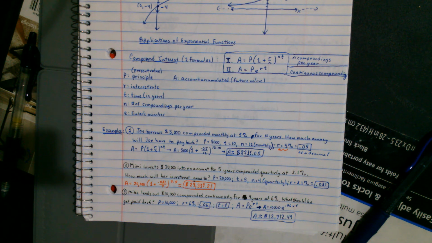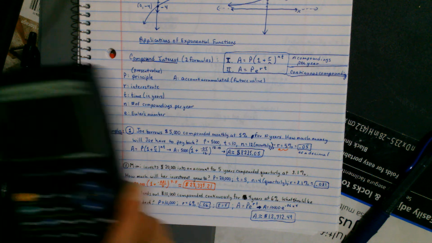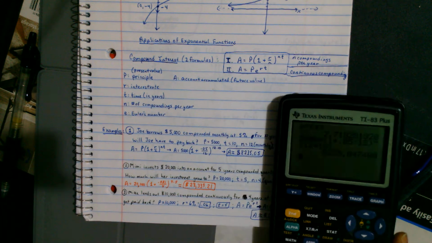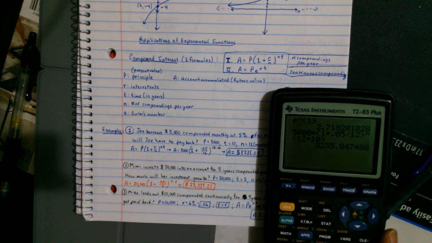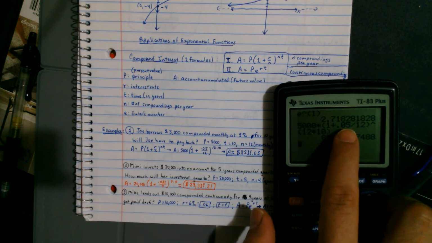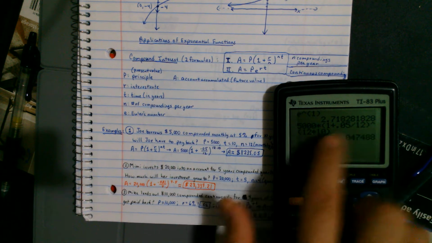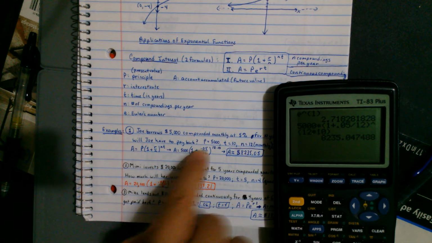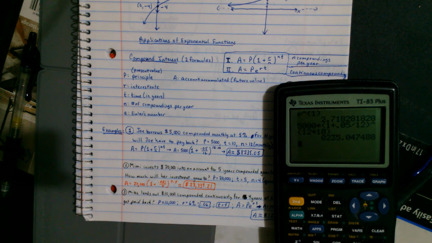And the answer is $8,235.05. Just to show you that here, the way you see it: 5,000 times parentheses 1 plus 0.05 over 12, close parentheses, raised to the 12 times 10 power. And that's how much money he's going to have to pay back. If he borrowed 5,000, he has to pay back 8,000. That's a little over $3,000 of interest. That's kind of a lot, but that's how interest companies work. They want to make a profit.